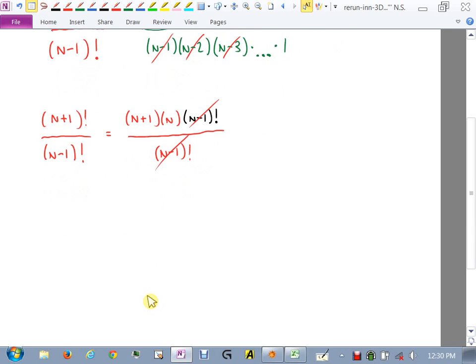Make sense? Okay, how about this one? How about 2n minus 1 factorial over 2n plus 3 factorial?